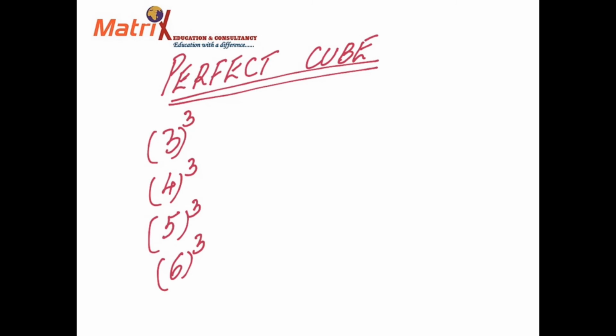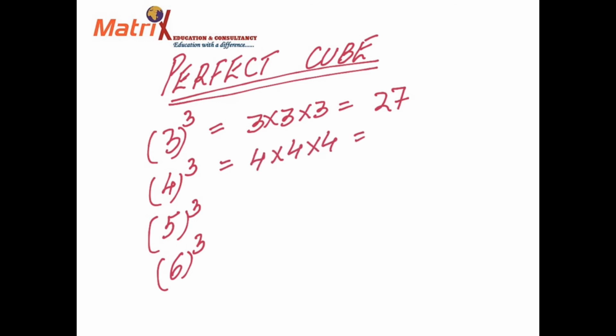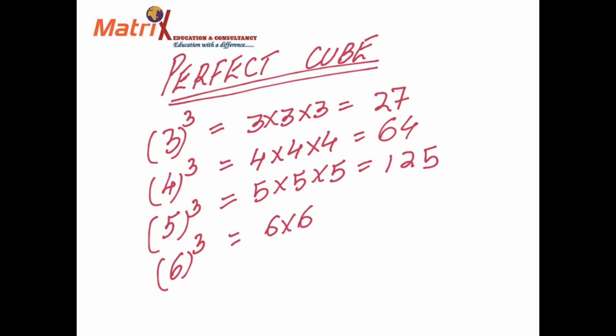Perfect cube means any number which is multiplied by itself 3 times. 3 raised to the power of 3, which is 3 times 3 times 3, and that gives you 27. 4 times 4 times 4, that gives you 16 times 4, which is 64. 5 times 5 times 5, and that gives you 125. 6 times 6 times 6, and that gives you 216.